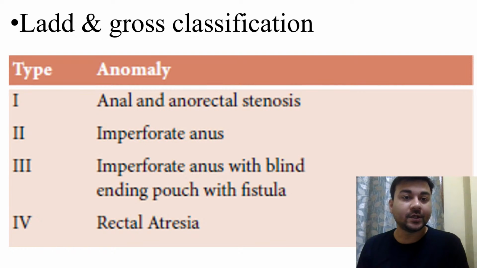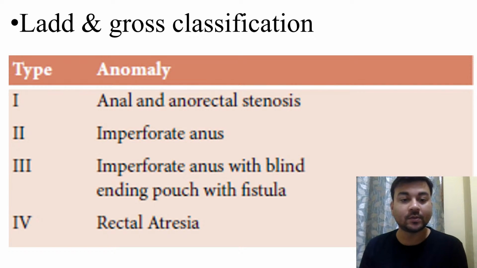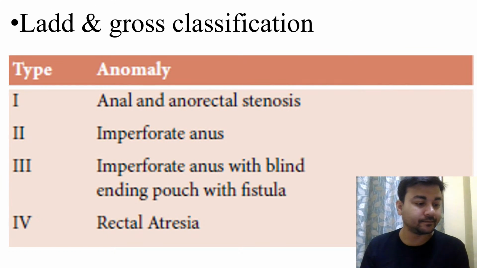There is a classification known as the Ladd-Gross classification, which has divided anorectal malformation into 4 types. Type 1 is anal and anorectal stenosis. Type 2 is imperforate anus. Type 3 is imperforate anus with blind ending pouch with fistula, and type 4 is rectal atresia.